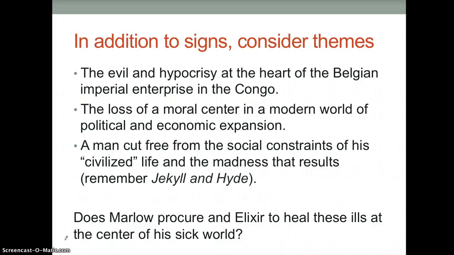Or there's a larger question of a man cut free from social constraints of his civilized life and the madness that results, and that's seen most obviously in Kurtz, but it also is seen in Marlowe. So you could say that any one of these is the ill of the modern world that Marlowe, as the reluctant hero, must heal by procuring the elixir, and that could be knowledge that he can bring back to heal the modern world, if you want to read it as part of a monomyth.